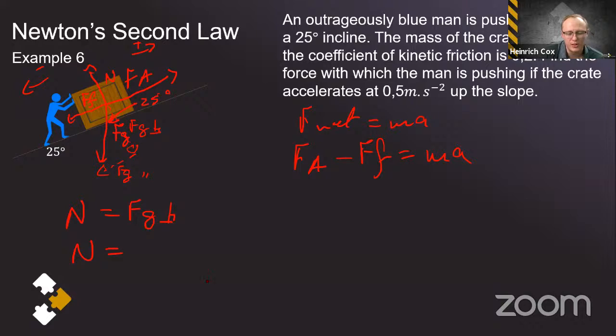So here the normal is equal to Fg perpendicular going down. Now that perpendicular is next to the 25-degree angle, so we've got to use cos for Fg perpendicular, right? So this crate is 5 kilograms, so the weight would have been 5 times 9.8. So that's Fg, and we've got to multiply that by cos of 25, because the perpendicular component is next to the 25-degree angle. So 5 times 9.8 times cos of 25 gives us an answer, and that answer is 44.41 newtons.